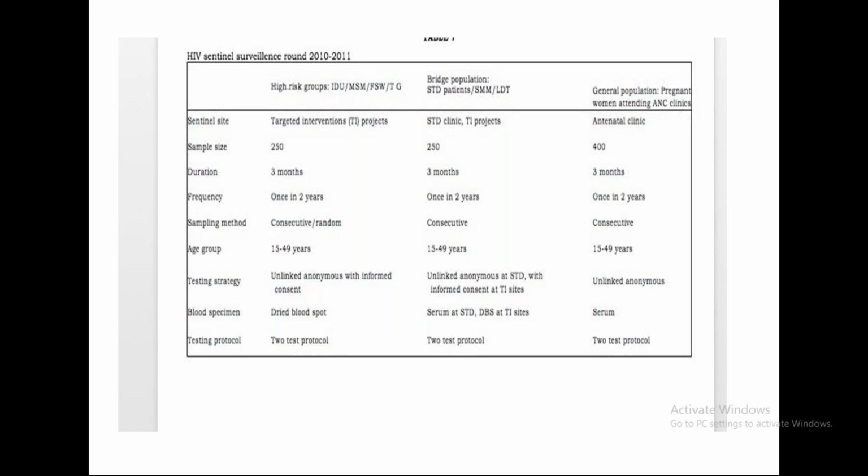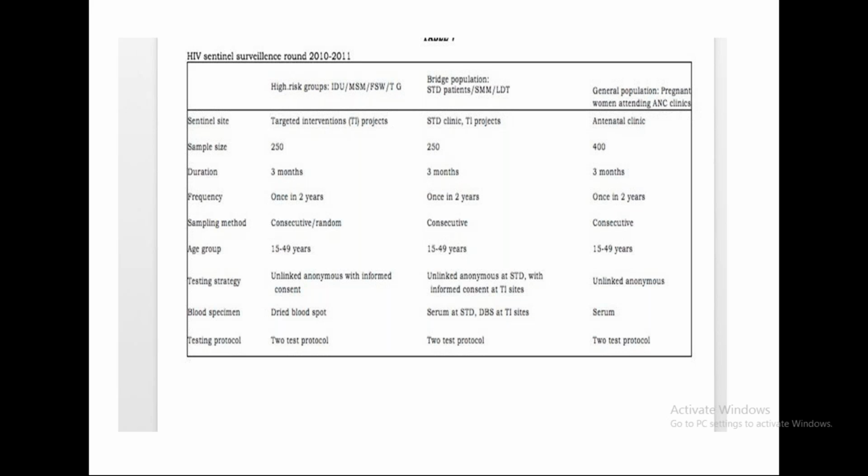So HIV sentinel surveillance around 2010 to 2011, you can see high risk group, intravenous drug users, men having sex with men, female sex workers, transgenders, whereas the bridge population means STD patients and men, females, SMM, then LDT, that is long distance truck drivers, and you can see general population, that is pregnant women attending antenatal clinics.